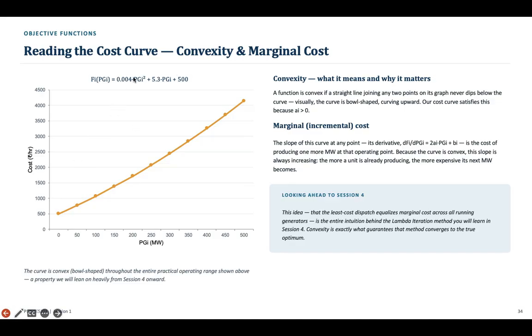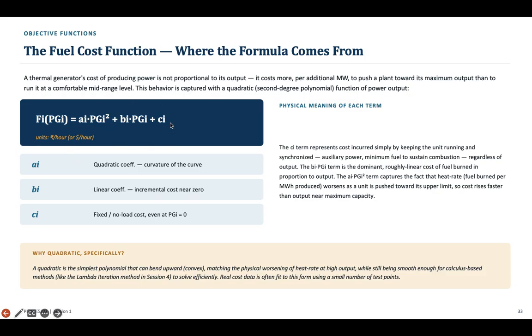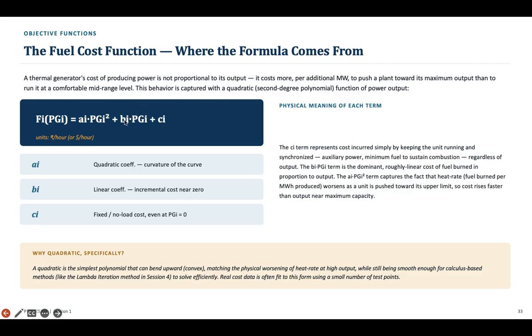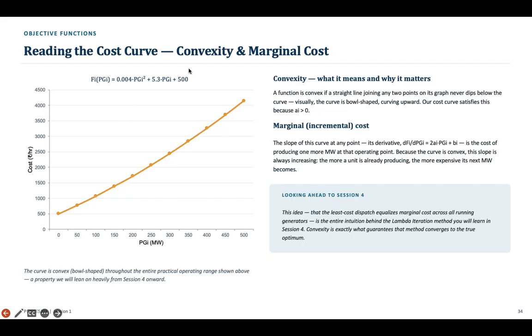been given: 0.004 Pgi square, for 5.3 Pgi. Now you compare the same thing with this formula. So ai, that is the quadratic coefficient, the curvature of the curve, is 0.004. That is what is indicating the ai. 5.3 is your bi, right? Similarly, 500 is your ci.